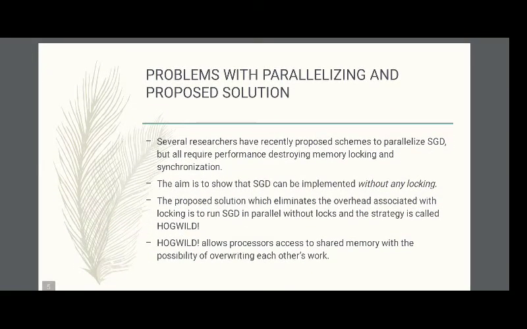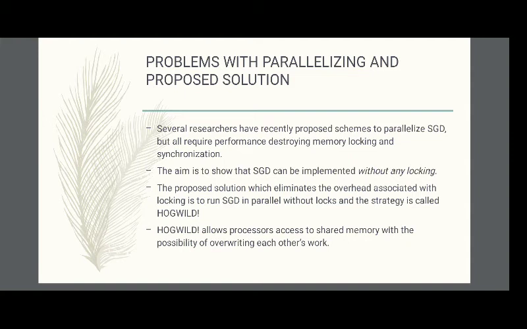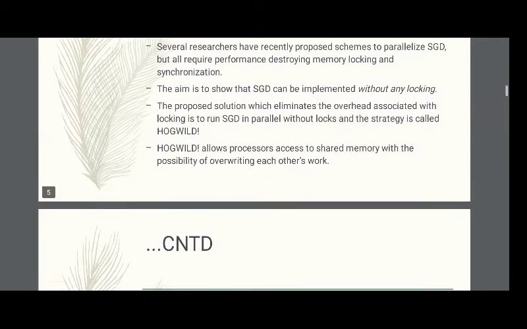The problem with parallelizing and the proposed solution is discussed in this slide. Several researchers have recently proposed schemes to parallelize SGD, but all require performance destroying memory locking and synchronization. The aim is to show that SGD can be implemented without any locking. The proposed solution, which eliminates the overhead associated with locking, is to run SGD in parallel without locks, and the strategy is called HOGWILD. HOGWILD allows processors access to shared memory with the possibility of overwriting each other's work.